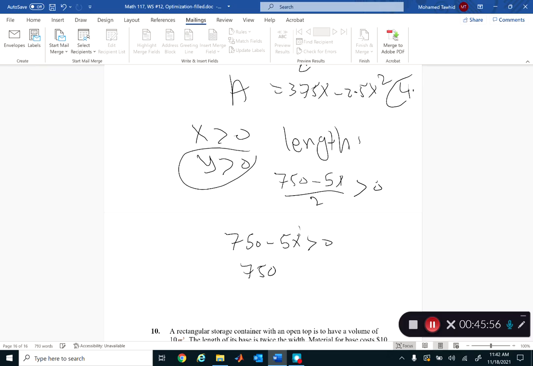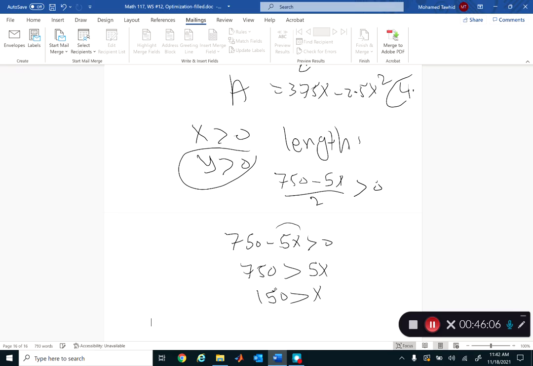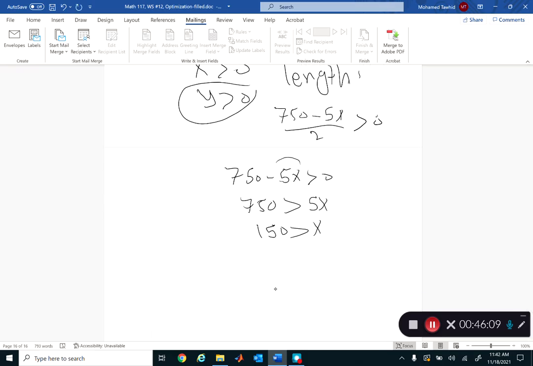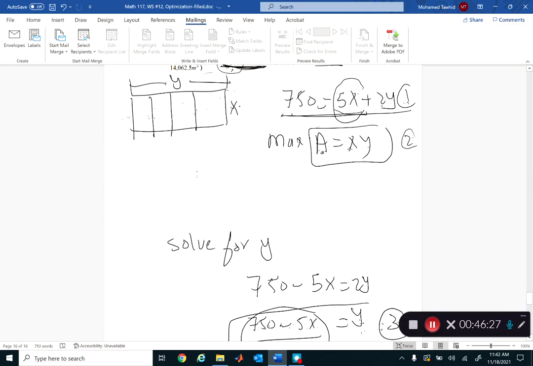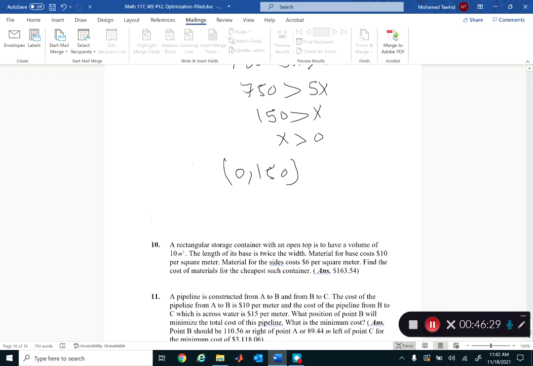So how to solve it? Take negative 5x to the other side, you have plus 5x. Divide by 5, so what is your x? You will have 150. But what do you know about x? Your x should be greater than 0. So what is the domain? 0 and 150. You can write here 0 and 150. Here you require x greater than 0 because if it's 0, the area will be 0, right? So you require x must be greater than 0. All right, that is our domain.